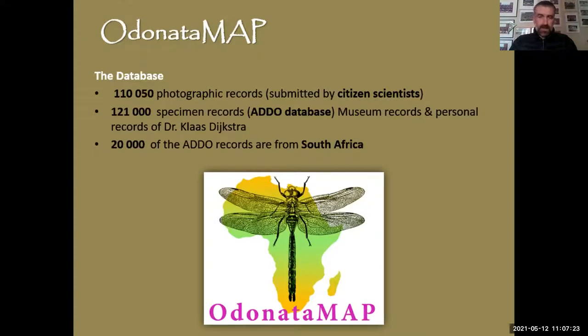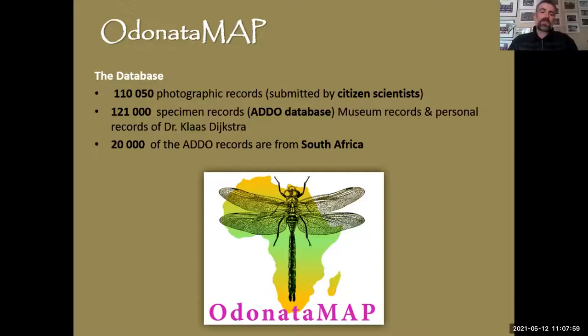I haven't got it on the slide, but we have about 543 observers registered to the Odonata map project. At least 28 of these observers have contributed over 1,000 records each, some of them several thousand. There are a further four or so people who have around 900-something records submitted. So there's a handful of really committed observers.